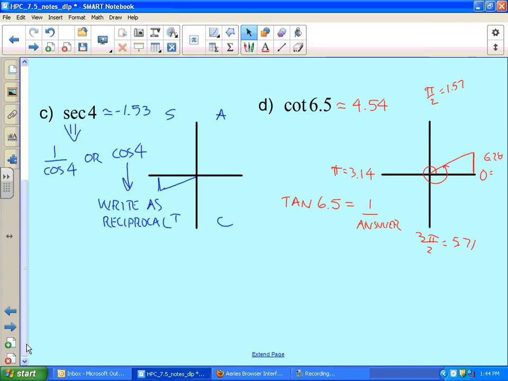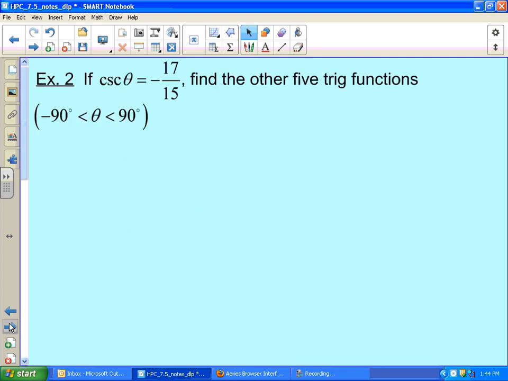What questions are there on that stuff? Pretty good so far? All right. What about here? Put myself in a situation where I can draw the triangle in the right spot. Based on where that triangle is, figure out what are all of the trig functions: sine, cosine, tangent, cotangent, secant, and cosecant. That's what we're doing here.